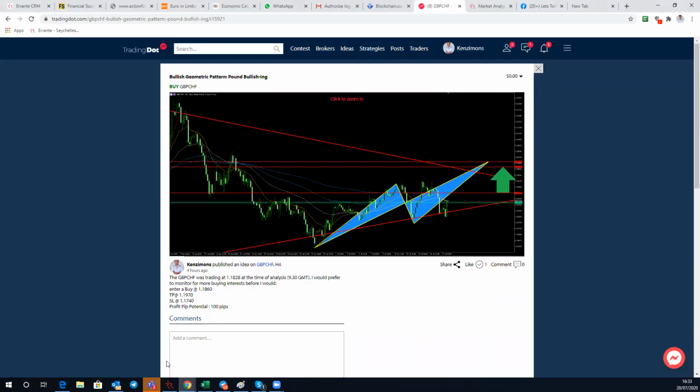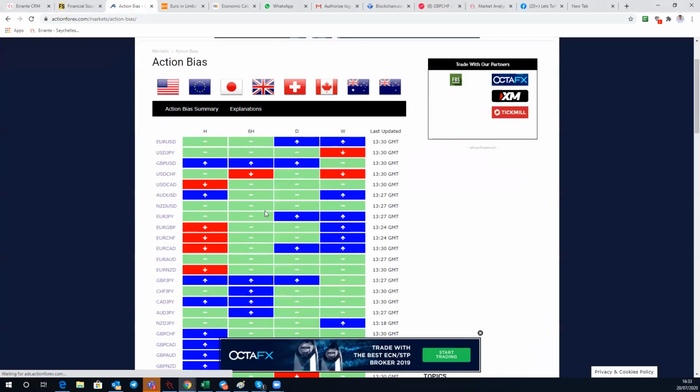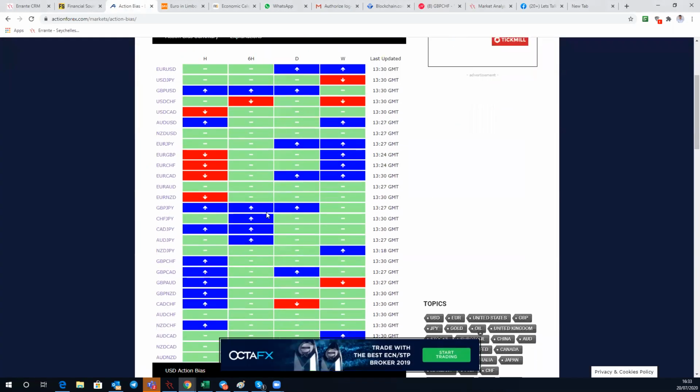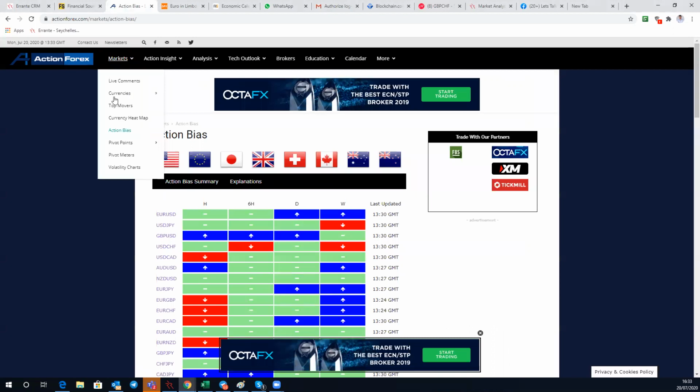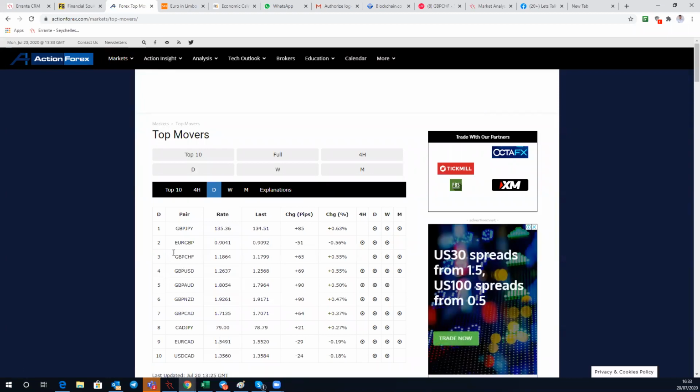If we go on to Action Forex, GBP CHF is bullish on the 1 hour. We have GBP CHF number 3 on the daily chart on the top movers, and it is showing quite clear signs of more buying. All the GBPs you can see quite clear. The good thing is that we have GBP USD on all 4 dots. We have GBP CAD all 4 dots as well, and all the GBPs are on the plus.